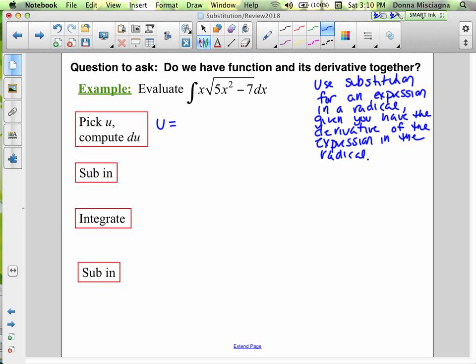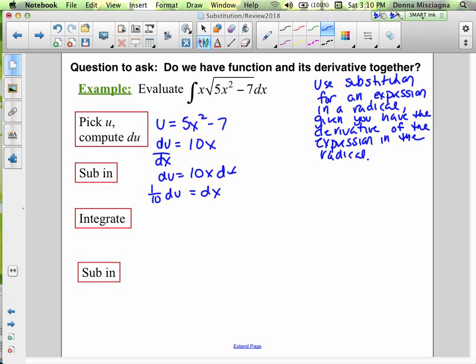All right, so if u is 5x squared minus 7, and notice u will almost never include the exponent. The derivative of that would be, so du with respect to x, du dx would be 10x. Now we want to isolate the du, so we'll multiply both sides by dx. So then we have du equals 10x dx, but hey, I don't see the 10. So then divide both sides by 10. So 1/10 du equals dx.